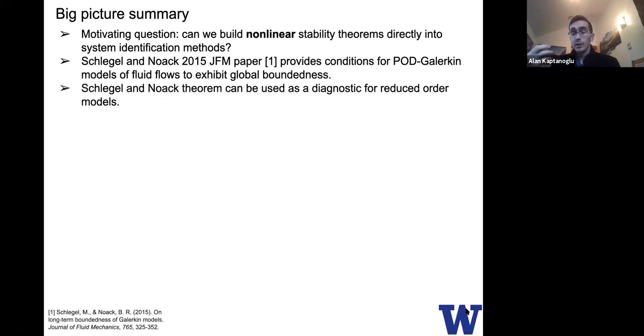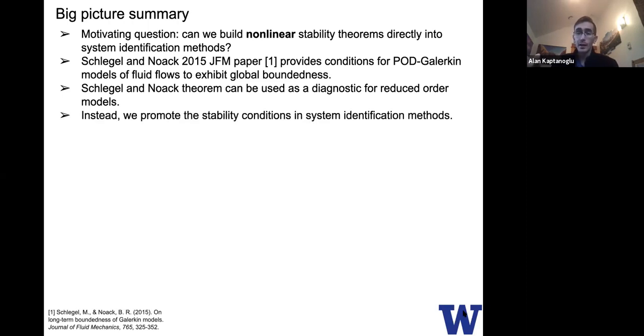So this theorem is really great. It can actually already be used as a diagnostic for reduced order models. If you have some fluid flow system and you get some POD-Galerkin model for it, you can use this theorem to check: is that model globally stable for any initial condition I can throw at it? So this is really great.